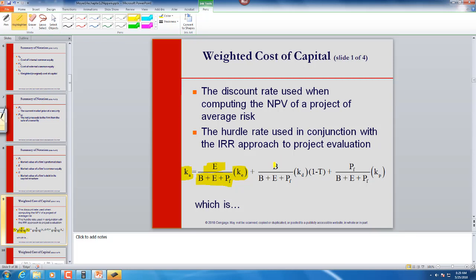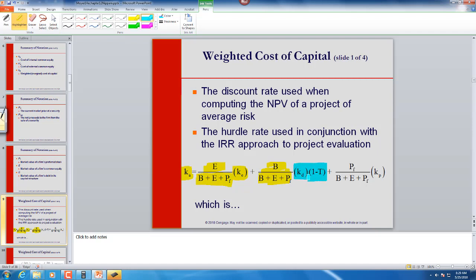Okay, then of course B plus E plus PF would be 100. So then you have the bonds portion divided by the total again. Now, the only thing is, when you take the case of bonds, you always take it after tax. Now, why is that the case?